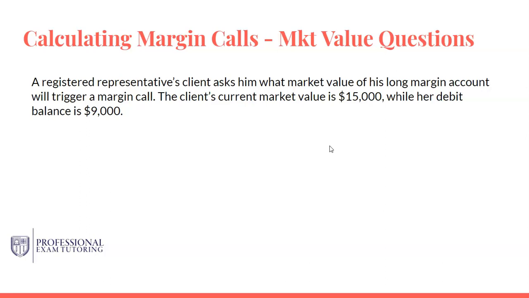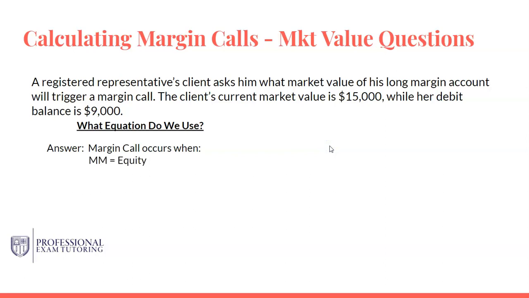So let's take a look at this question. A registered rep's client asks him what market value of his long margin account will trigger a margin call. The client's current market value is $15,000, while her debit balance is $9,000. Okay, so the first thing we want to do is determine what equation we're going to use. To determine that, we go back to when a margin call occurs. Well, we know a margin call occurs when the maintenance margin is equal to equity. If the equity dips below the maintenance margin, we get a margin call.